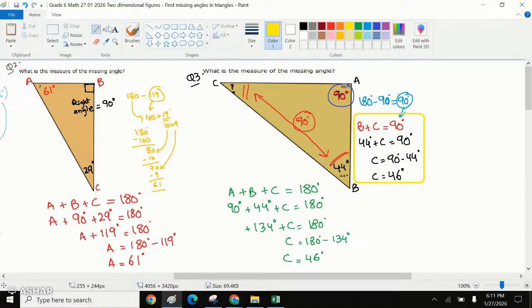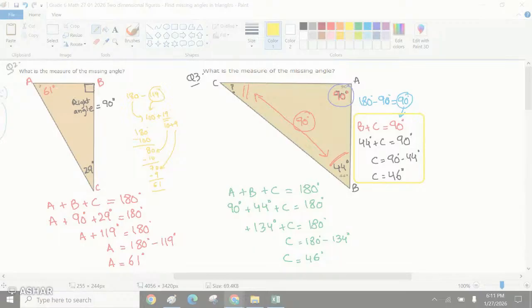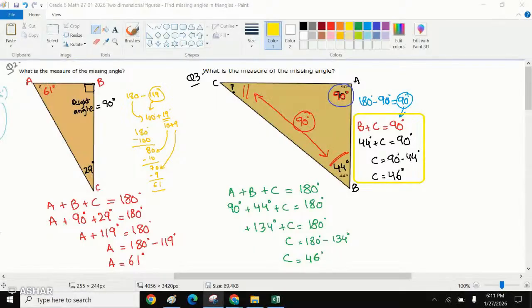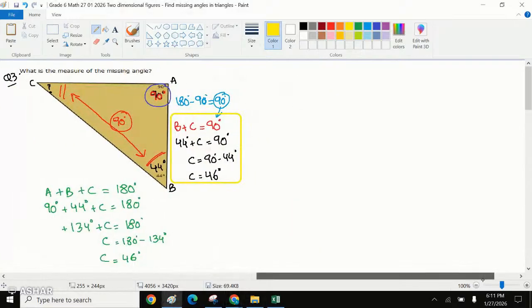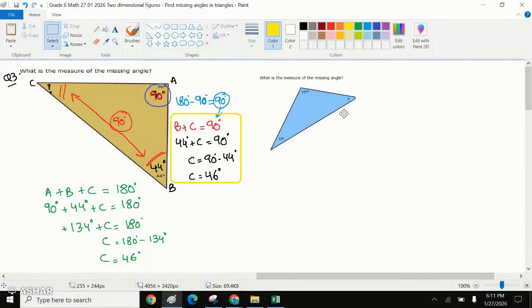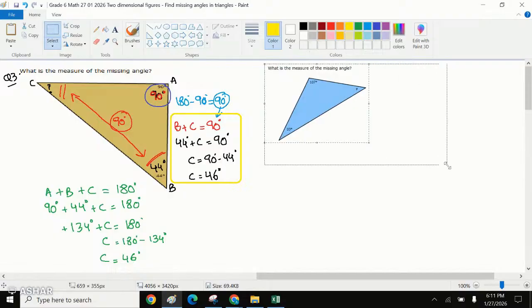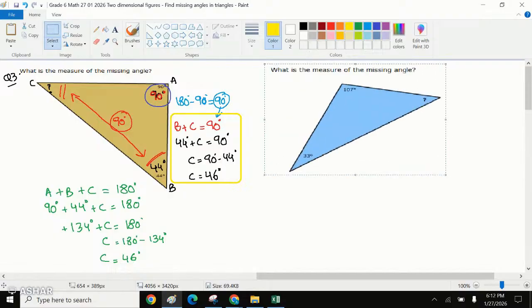Okay. Thank you. Let's look at the next question. But we cannot apply it in the next question. Why? I'll just copy this question and we'll see the reasoning. Because the next question, question number 4, does not have a right angle on it. There is no right angle. So if there is no right angle, we cannot apply the second logic.